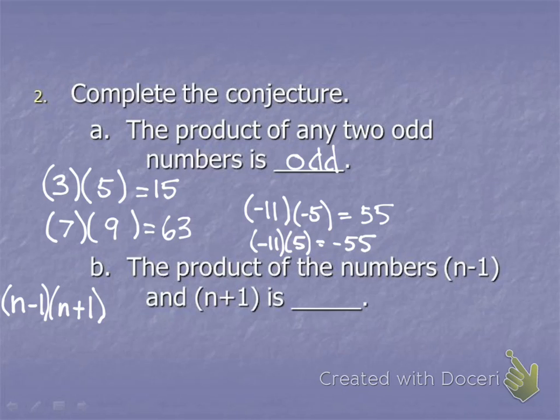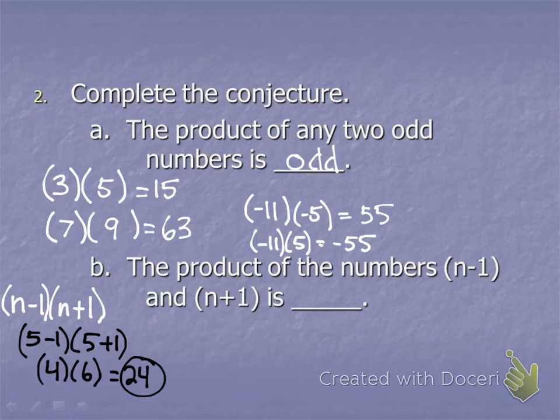5. 5 minus 1, 5 plus 1. You have to keep the n the same for that entire example. Both of the n's need to be the same number. 5 minus 1 is 4. 5 plus 1 is 6. 4 times 6, 24. So when n equals 5, my answer is 24. All right?